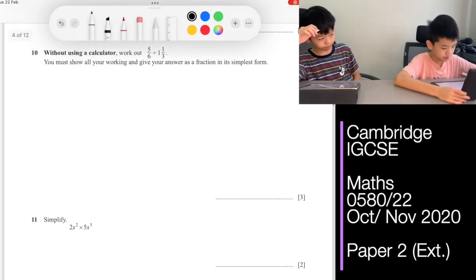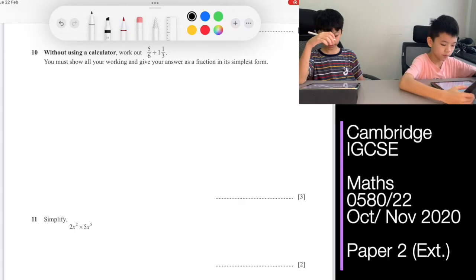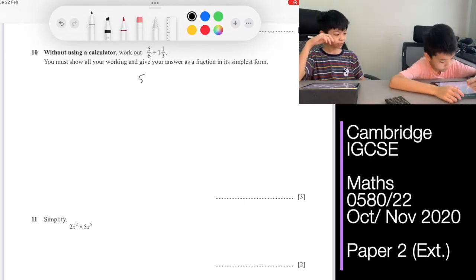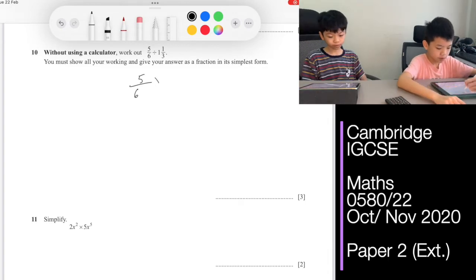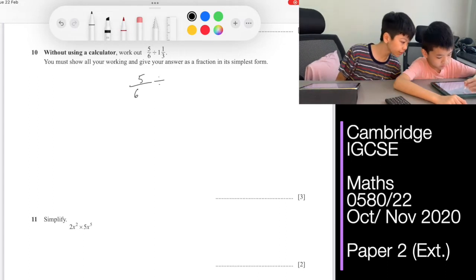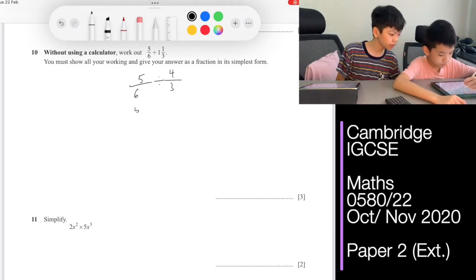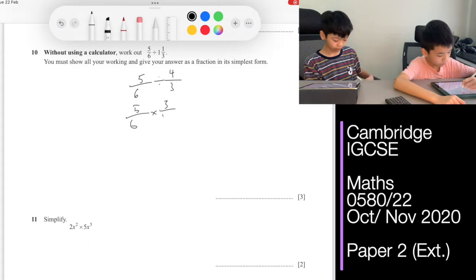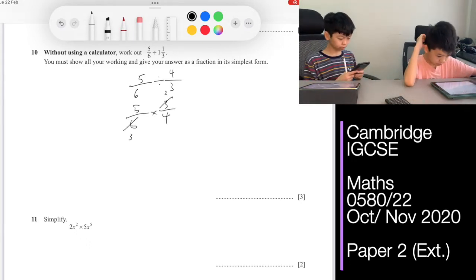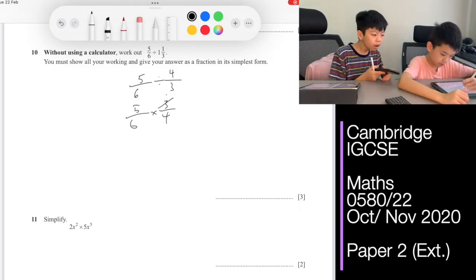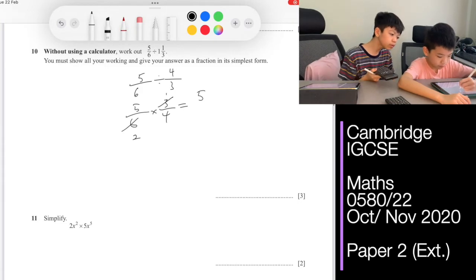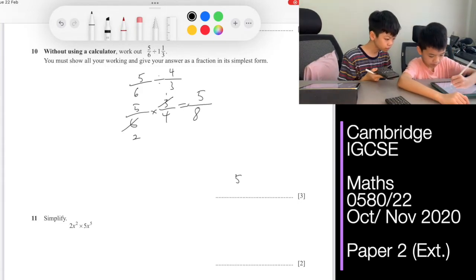Okay, for question 10, without using a calculator, work out 5/6 divide 1 1/3. So it's 5/6 times. Oh, now we're doing divide. 1 1/3, which is 4/3, is equal to 5/6 times 3/4. And then we can cancel these out. Wait, divide 3. Which is equal to 5/8. And that's the simplest.